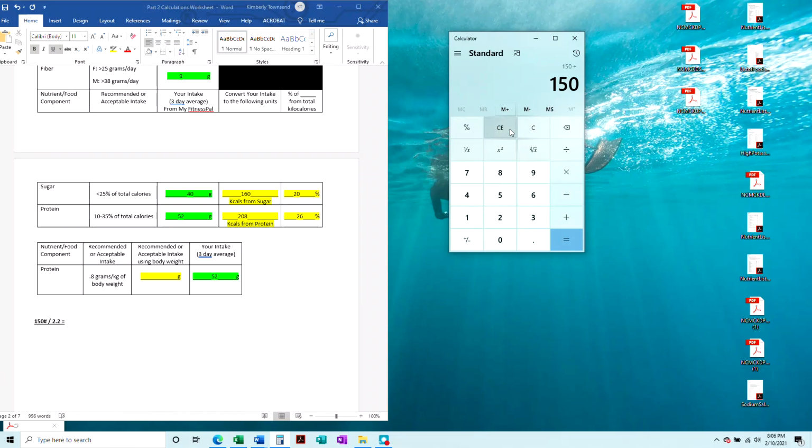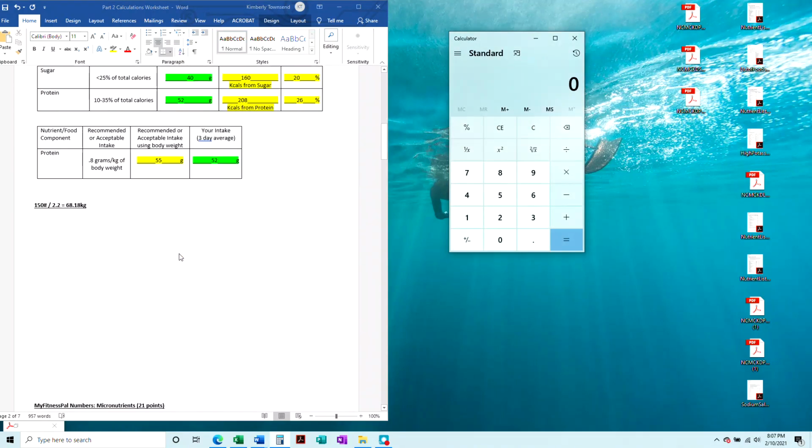So 150 divided by 2.2 is 68.18. So a 150 pound person would weigh 68.18 kilograms. Now you're going to take the 68.18 kilograms and you're going to times it by 0.8. And where I got that 0.8 number is right here. Now that gives you 54.5. We're going to round up and say 55 grams for that.